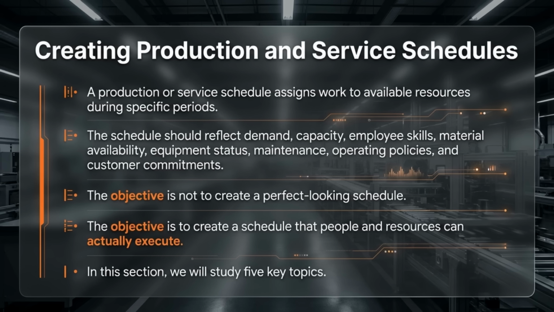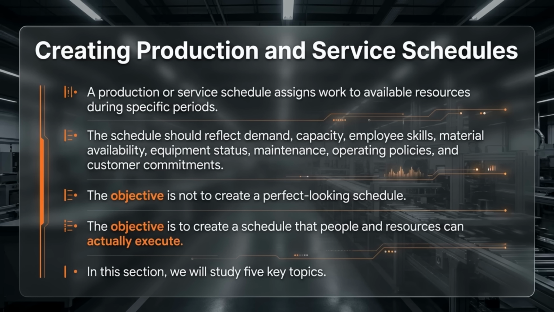Section C. Creating Production and Service Schedules. Section C Overview. A production or service schedule assigns work to available resources during specific periods. The schedule should reflect demand, capacity, employee skills, material availability, equipment status, maintenance, operating policies, and customer commitments. The objective is not to create a perfect-looking schedule. The objective is to create a schedule that people and resources can actually execute.